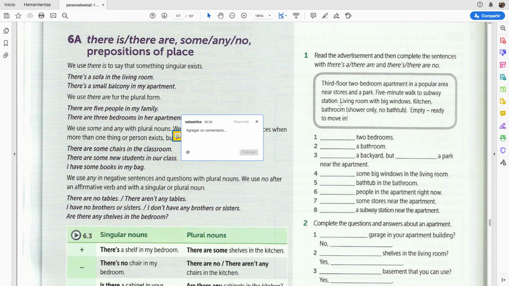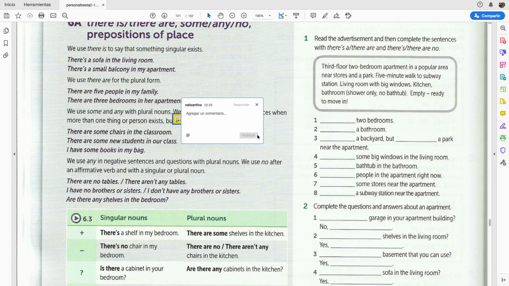5-minute walk to subway station, living room with big windows, kitchen, bathroom, shower only, no bathtub, empty, ready to move in. So here we have a rent advertisement. This is an advertisement here for people maybe who need to rent a room. So in number 1, there's this 2 bedrooms.